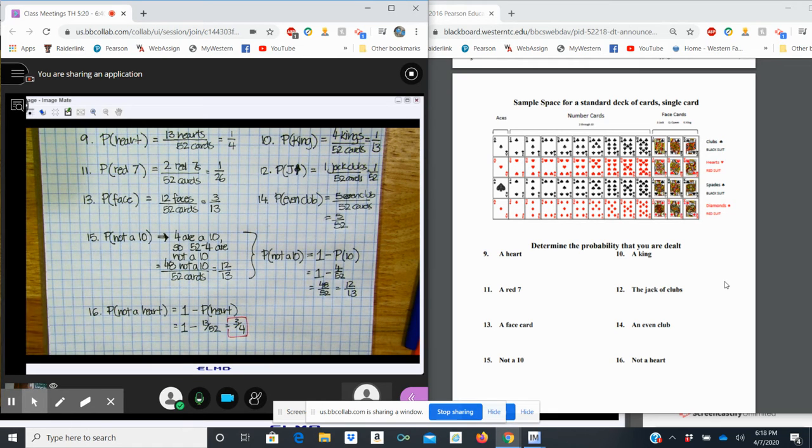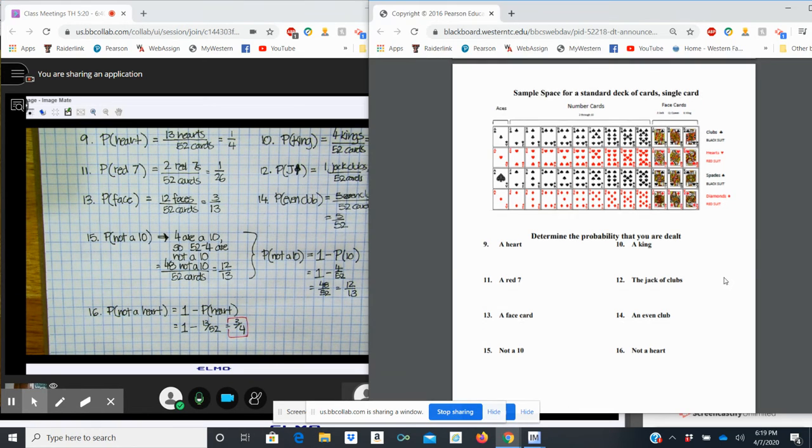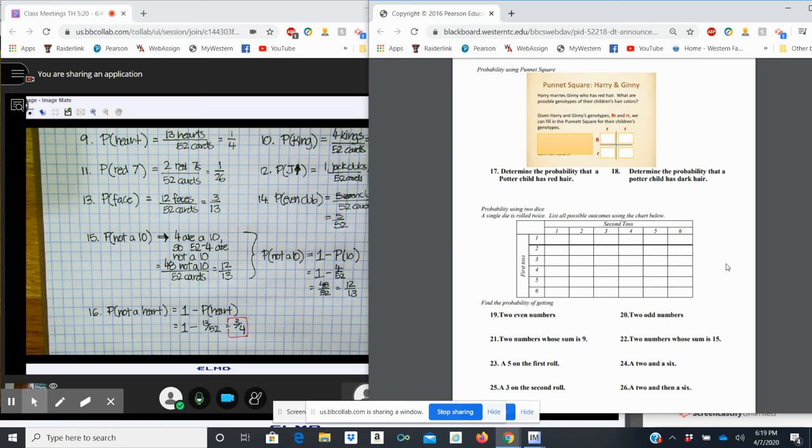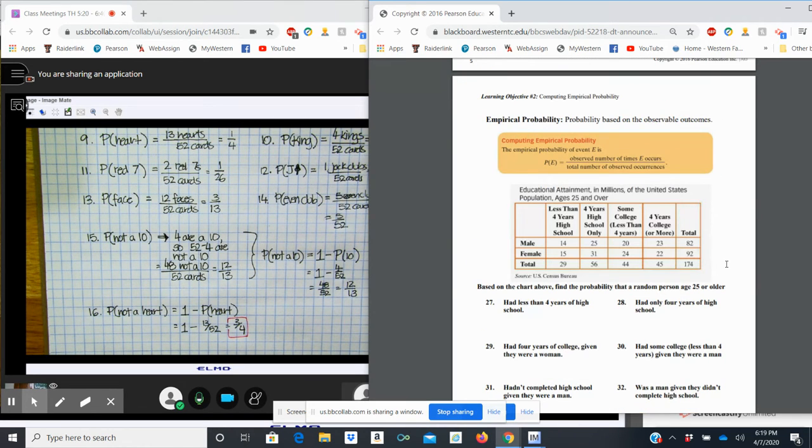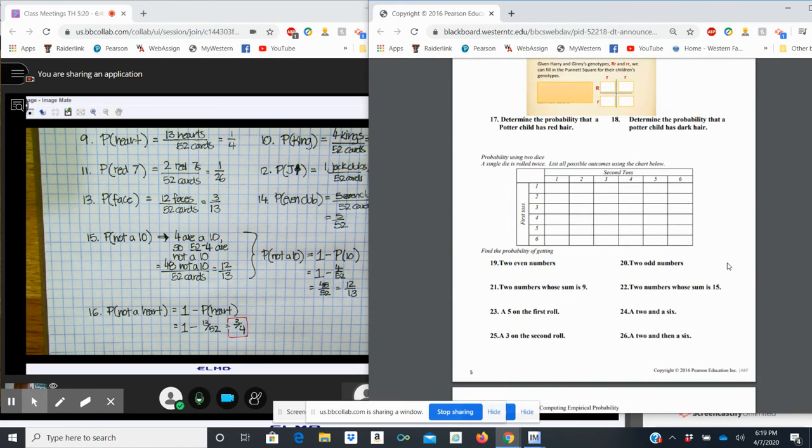Which makes sense because there are 4 suits. 1 suit is a heart, 3 suits are not, so 3 out of 4. Yeah, that's like a 100%. It's like an all of them one. Okay.